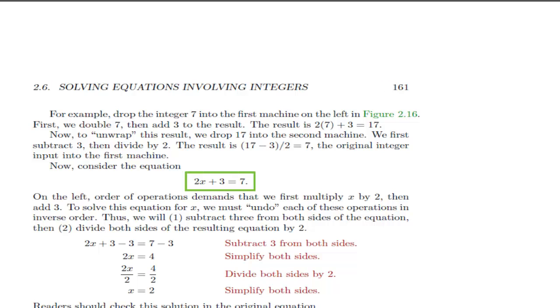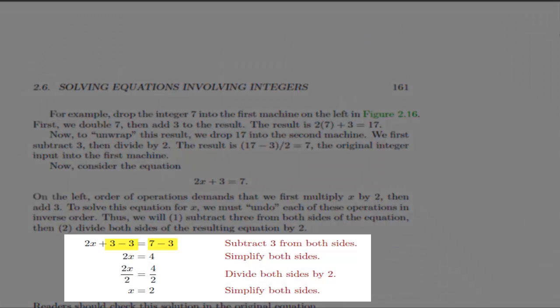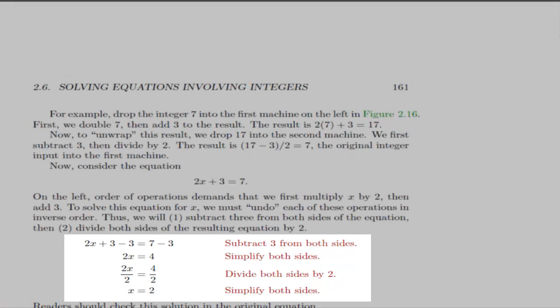Now, consider the equation 2x plus 3 equals 7. On the left, order of operations demands that we first multiply x by 2, then add 3. To solve this equation for x, we must undo each of these operations in inverse order. Thus, taking the original equation, we will first subtract 3 from both sides of the equation to get 2x equals 4, then divide both sides of the resulting equation by 2 to get x equals 2. Readers should check the solution in the original equation.